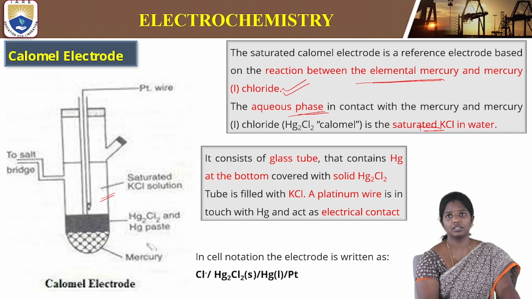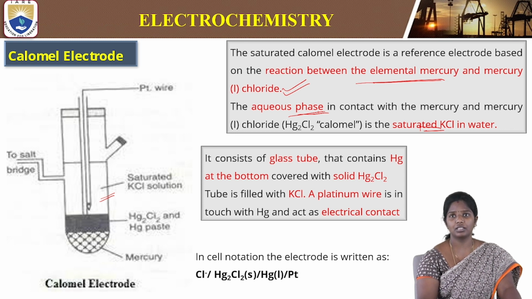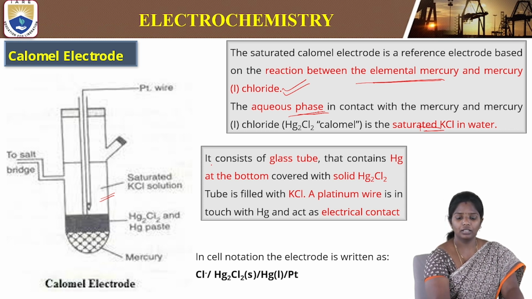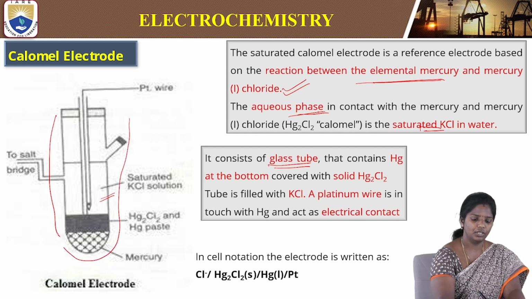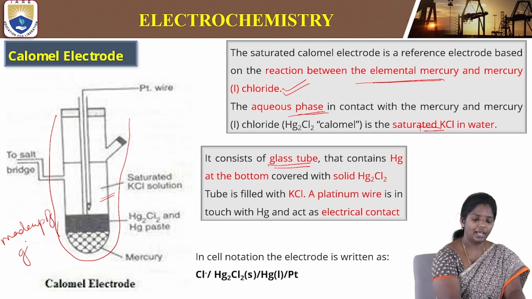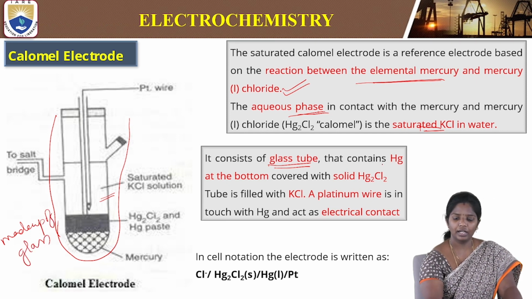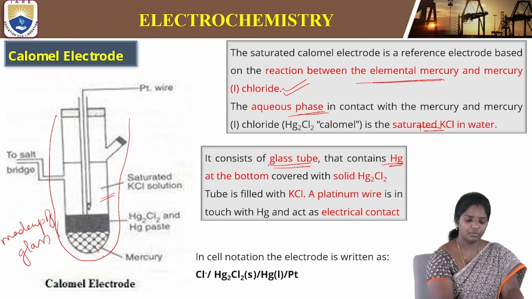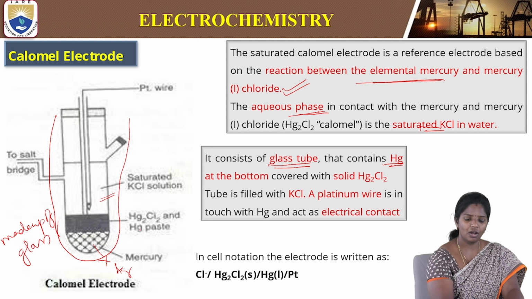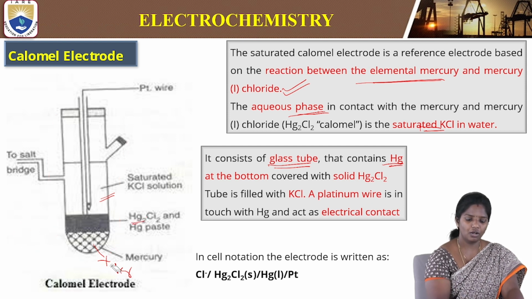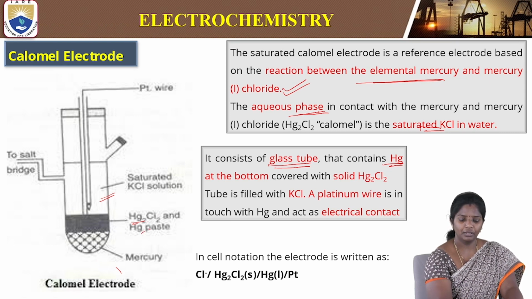That is the reactions that will take place, which we will see in detail in the next slides. It consists of a glass tube. So this is the construction. It has a glass tube and contains mercury at the bottom. This is the mercury at the bottom, covered with solid mercury chloride and a mercury paste.